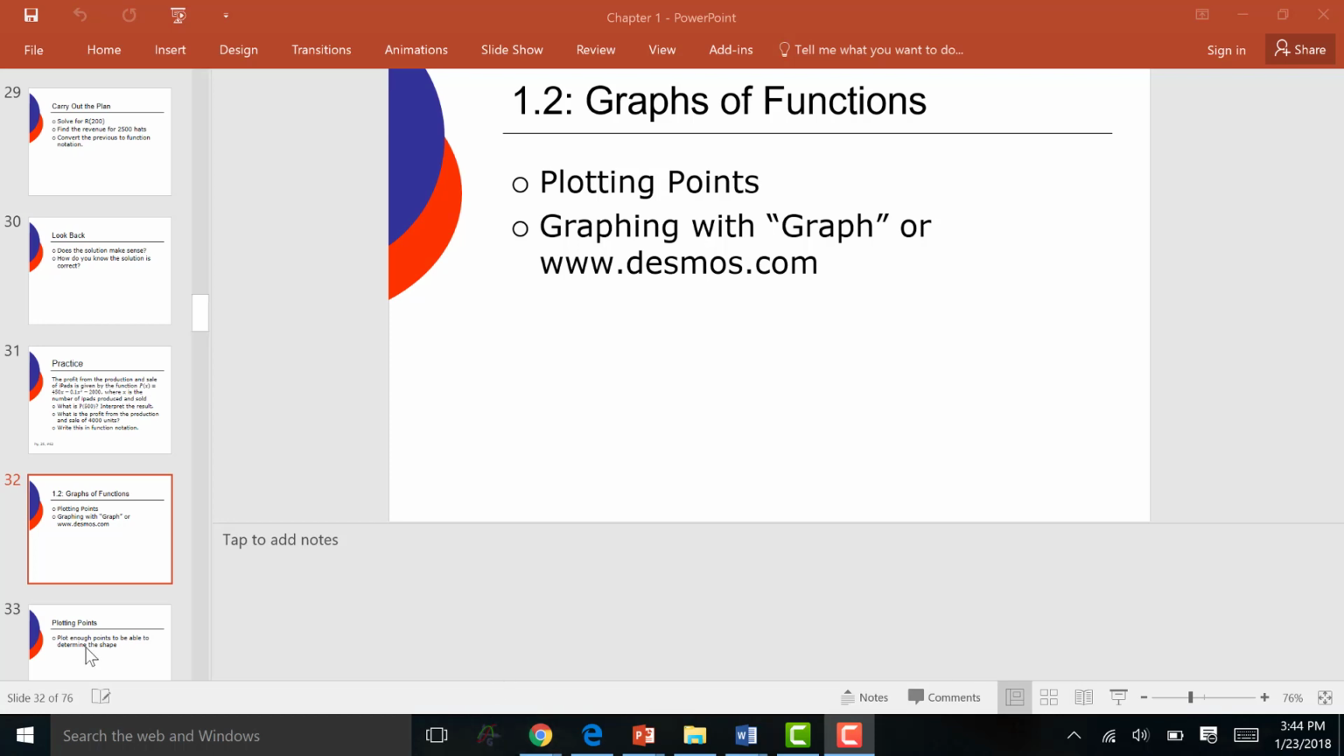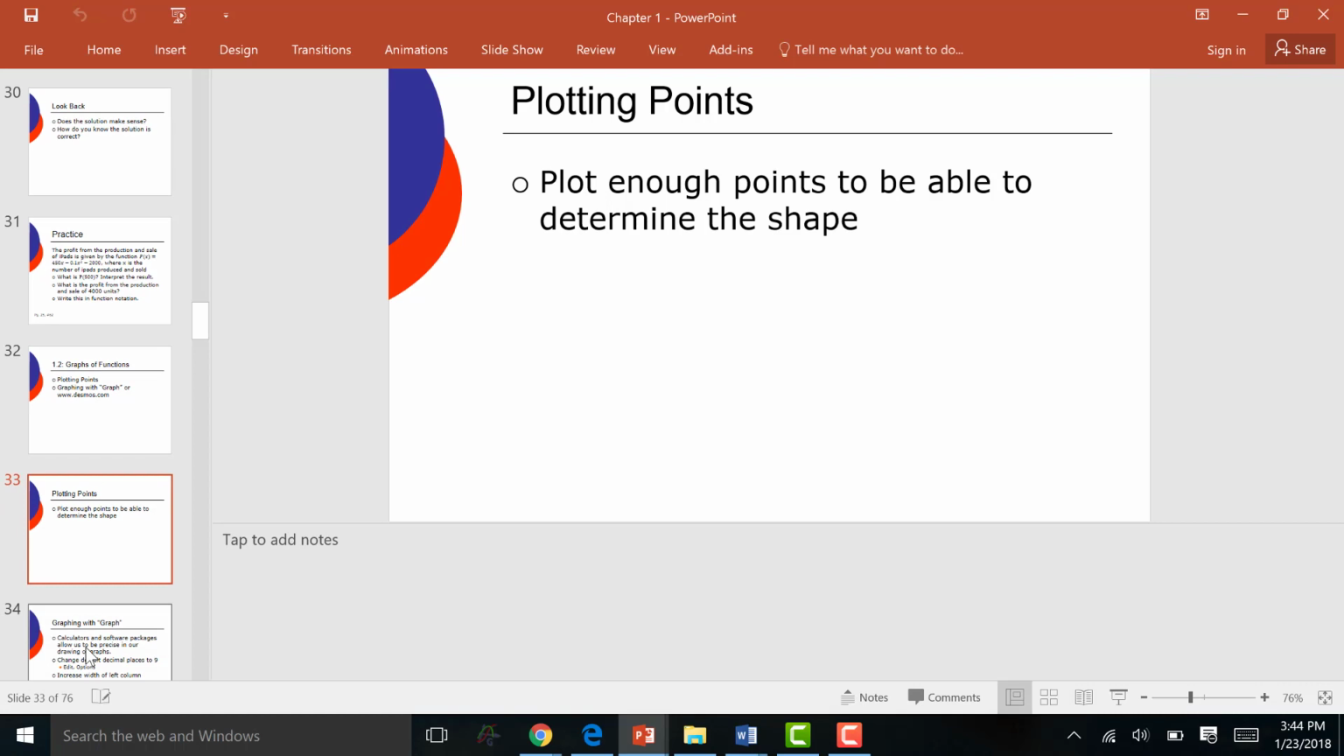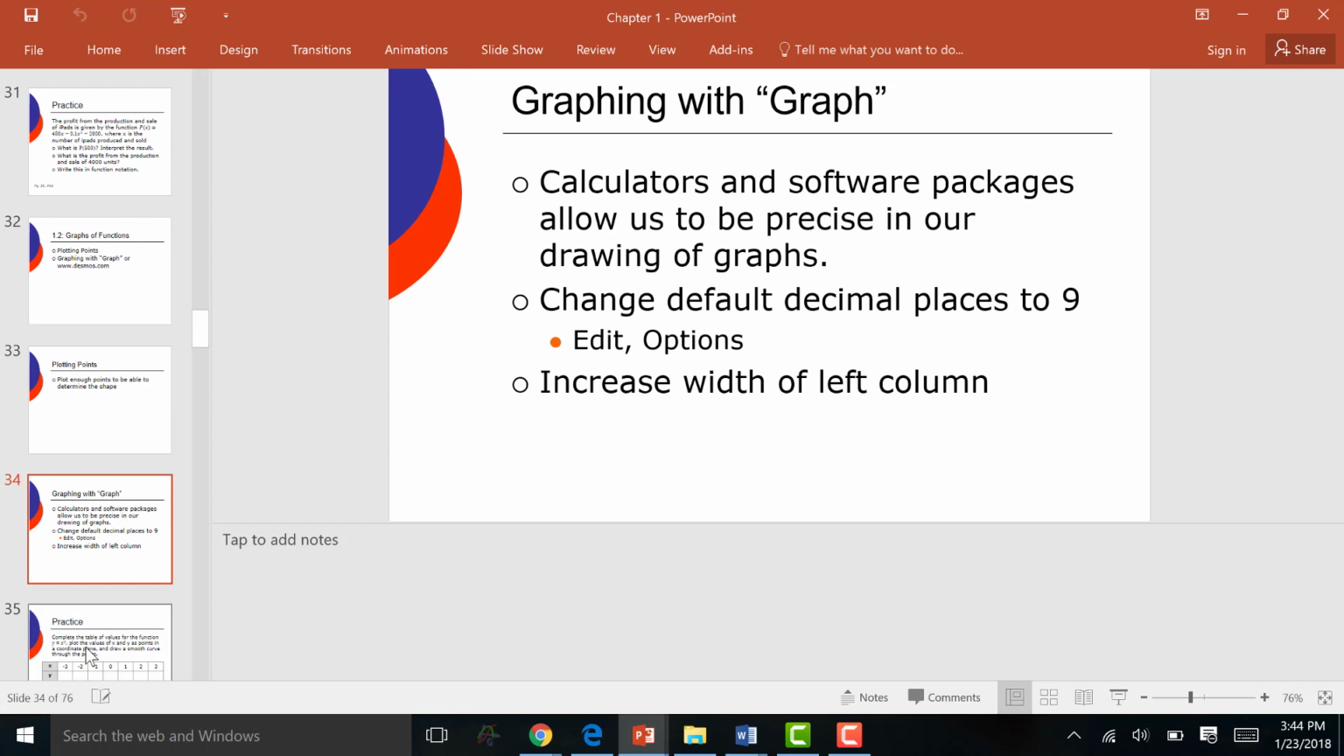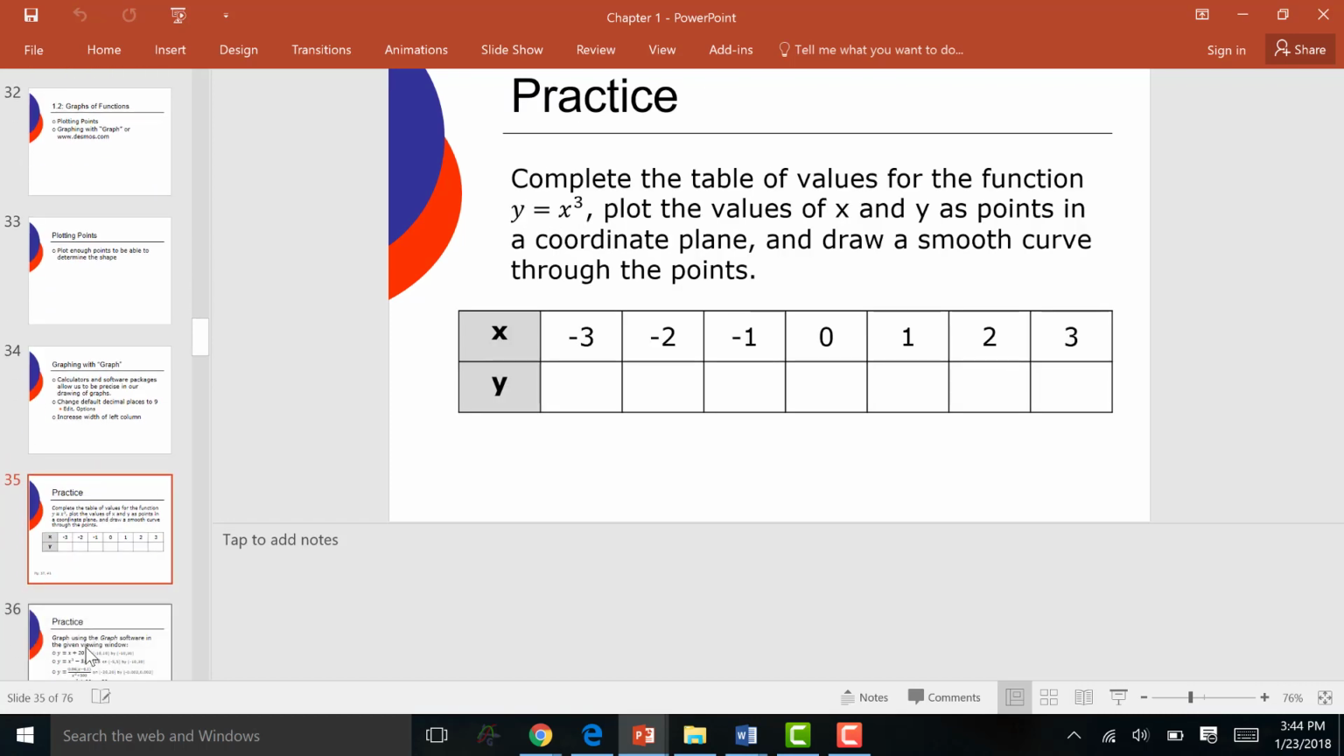Here we're going to start talking about plotting the points. You're going to plot them in Desmos. This page just says the same thing; we're going to use the same tool. All right, so here's what we're going to do first. We're going to do this first, and then we're going to go to Desmos and see how to use Desmos.